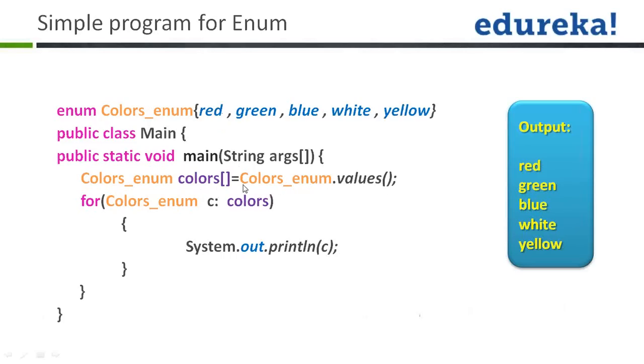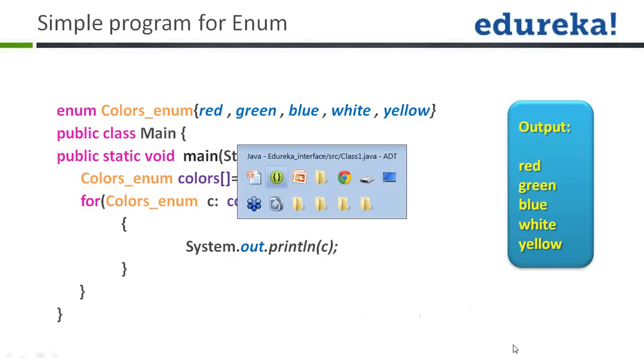So all those values that are present within the colors enum will get saved in this array of colors, which is of type colors underscore enum. Finally, you run a for each loop, that is for colors enum. You pass this colors array, and using that you're printing all those values that are present in the enum. So you get red, green, blue, white, yellow. Okay, so all the values are printed over here. So all of you, are you clear with this? Please write down on the chat window. If yes, I'll implement the same program on Eclipse itself.